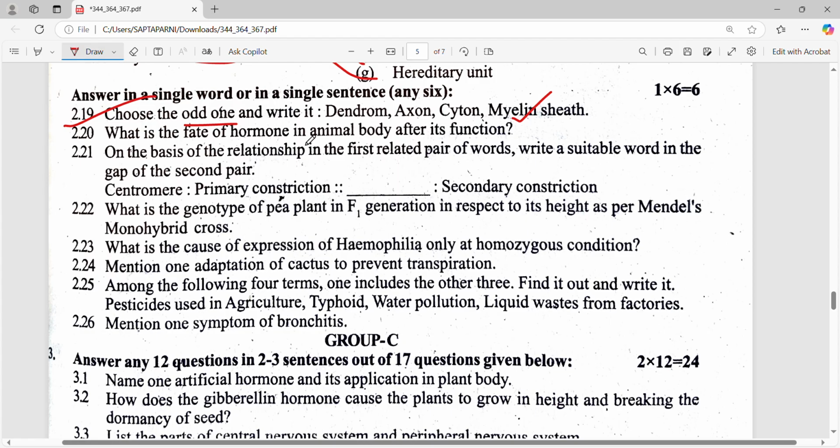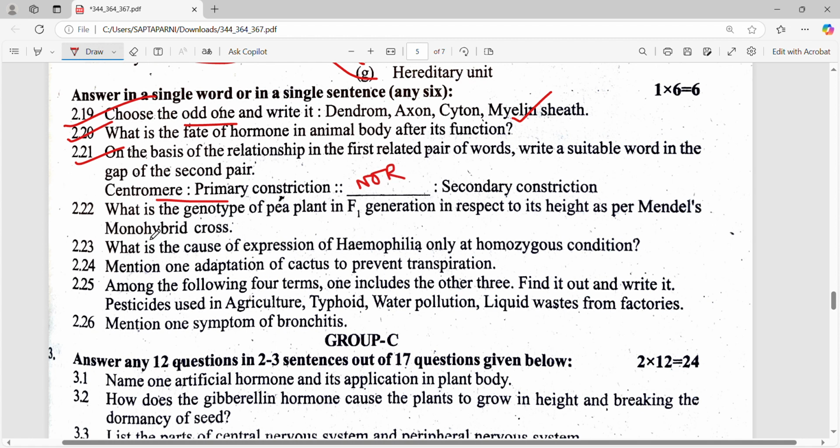What is the fate of a hormone in the animal body after its function? The repeated question. It gets destroyed. Next, on the basis of the relationship, you have to fill in the gaps. Centromere, primary constriction. Then what is present in the secondary constriction? It would be NOR.